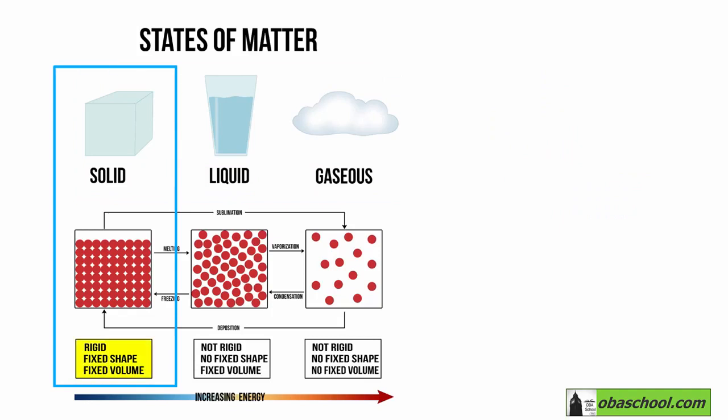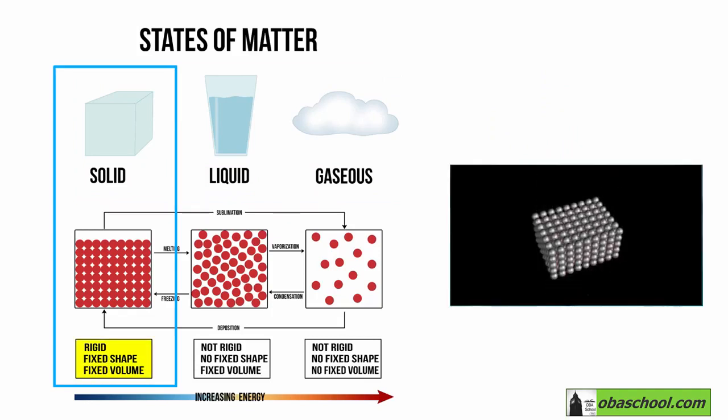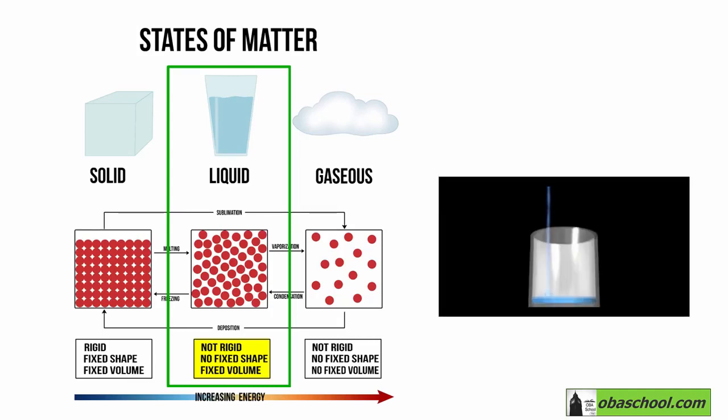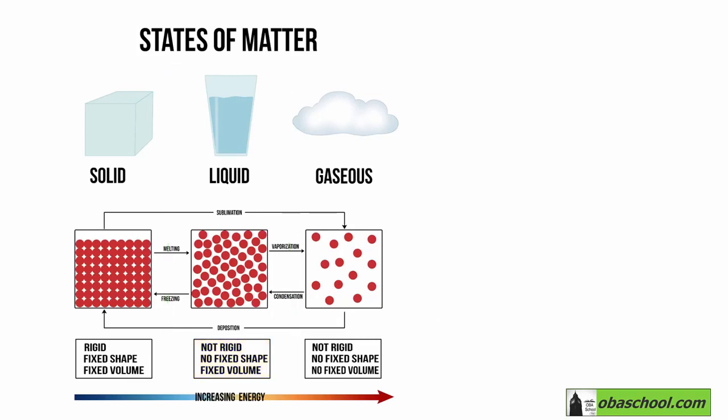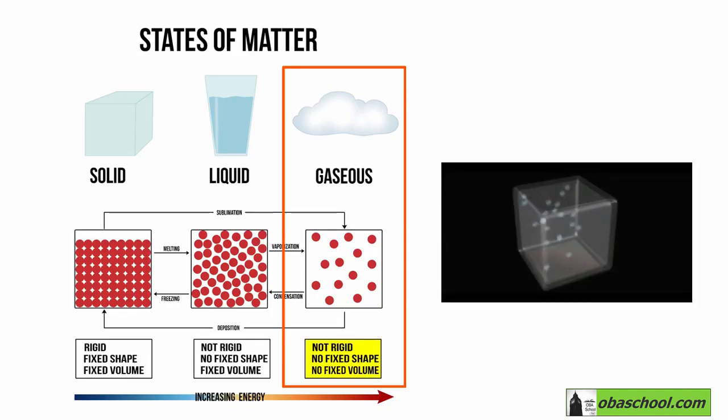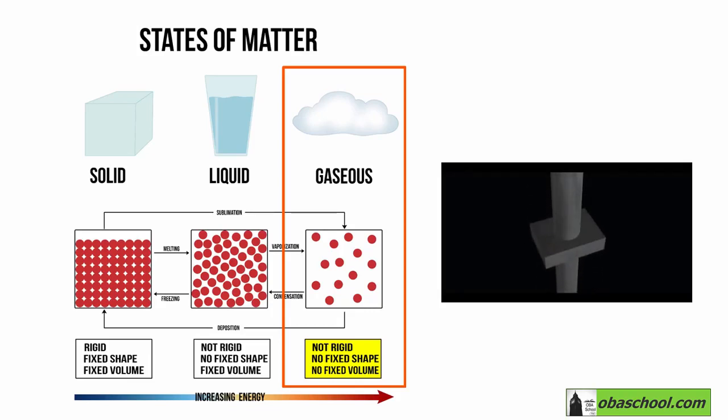Solids have a fixed shape and volume, so they can't be compressed. So you can't compress a solid because it has a fixed shape and volume. On the other hand, liquids have a fixed volume, however, they can flow and they take the shape of their container. On the other hand, gases have no fixed shape or volume. So a gas doesn't have a fixed shape or volume, and thus it can be compressed easily.